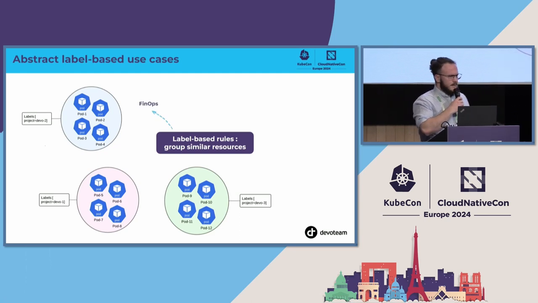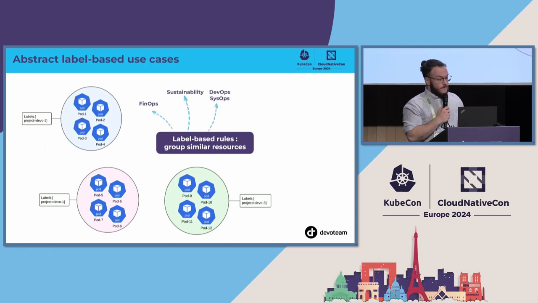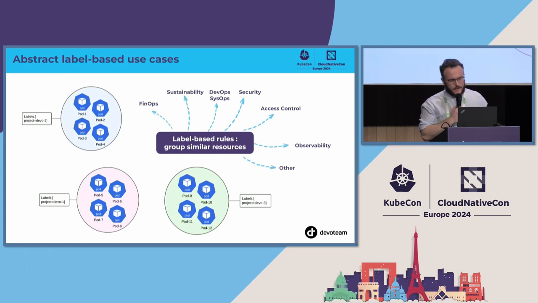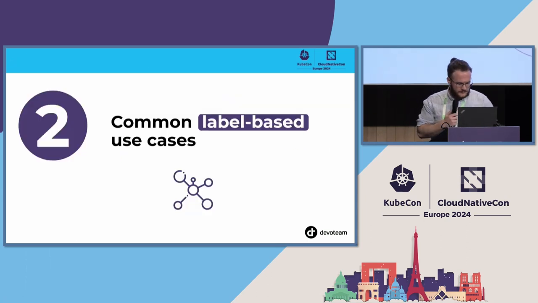For example, several projects based on finops just use labeling to see what the cost of a project is. Then on sustainability, which is basically the same use case. Then globally on DevOps and SysOps, and for security context, and also access control, observability, and any other. So now Carl will present you the common use cases in a deep dive.